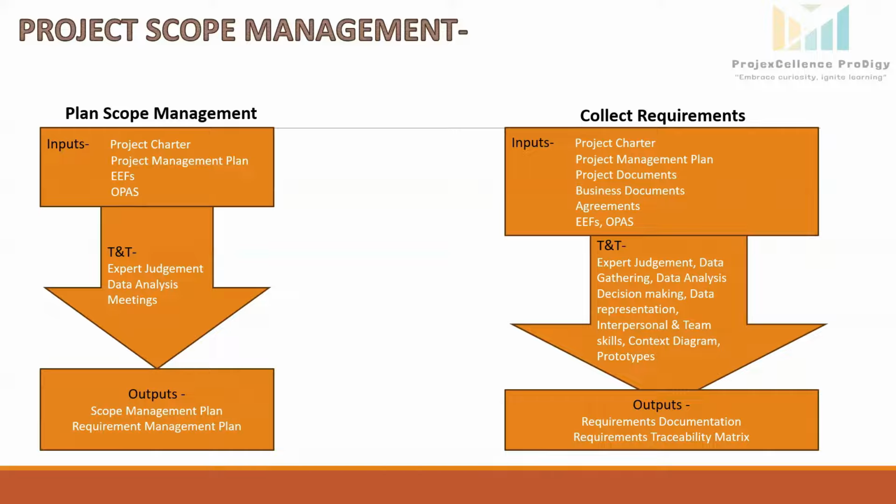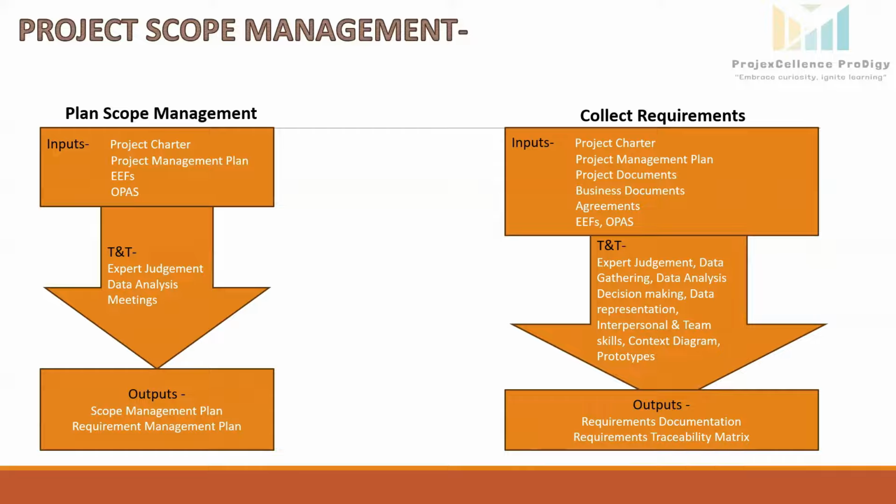Benchmarking. So benchmarking is another way to gather the information. So we need to compare a similar project or similar industry to get the requirement details. Data analysis. We spoke about this too in our previous process. There are a variety of analysis methods, such as alternative analysis, document analysis, product analysis, and root cause analysis. Decision making.